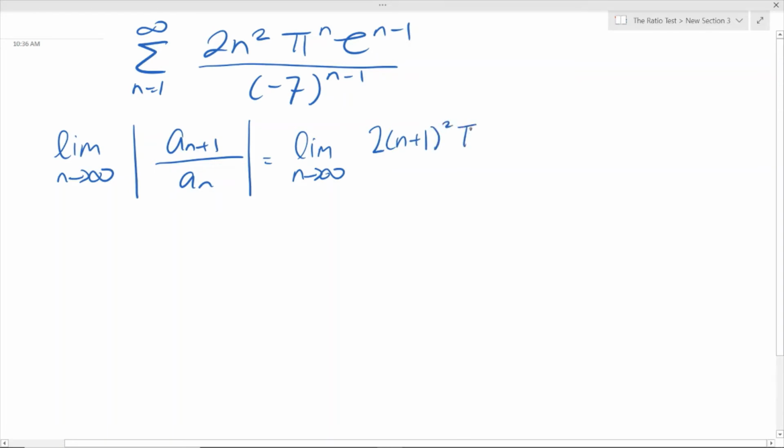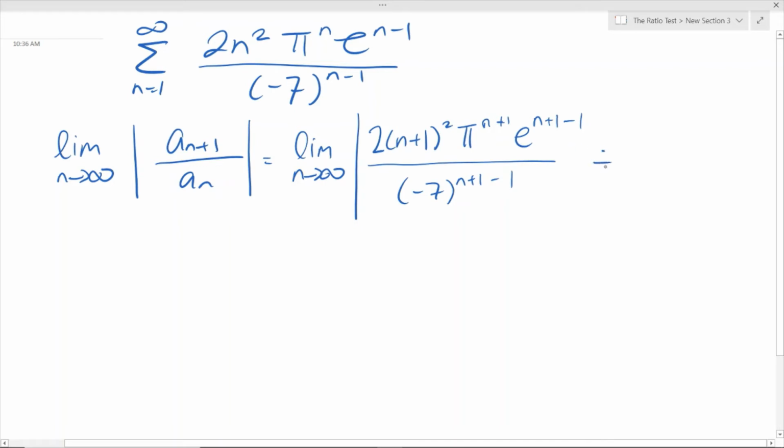So I added 1 right here to this n squared. And pi to the exponent of n is just going to be changed to n plus 1 right here. And then e to the exponent of n minus 1, this n is going to be substituted with n plus 1. And then we have to subtract 1 because it said subtract 1 there. And then here we have to add 1. Subtract 1 versus subtract 1 here.